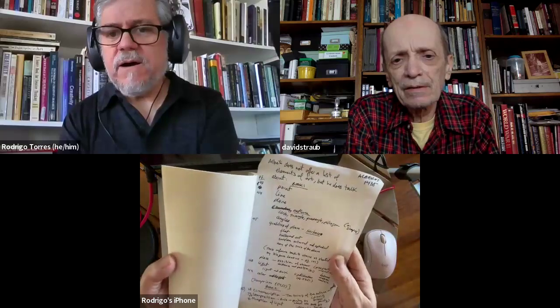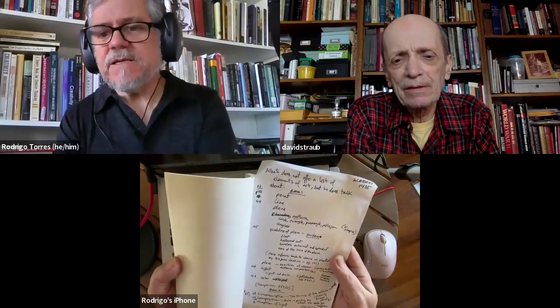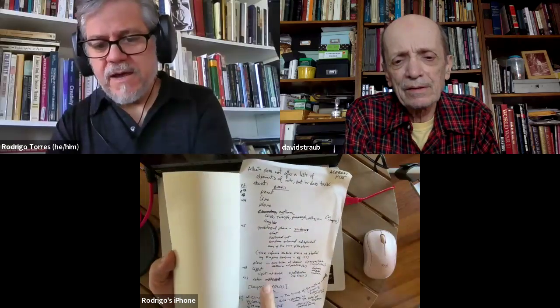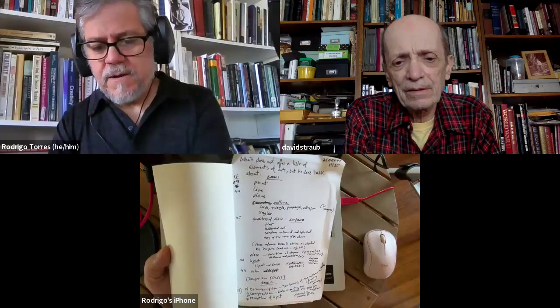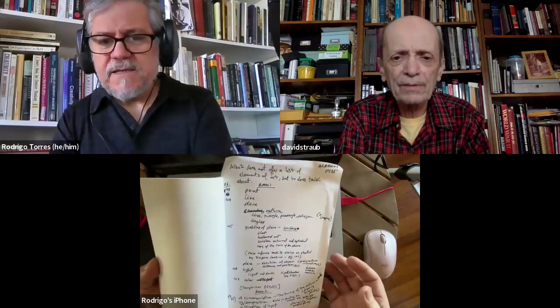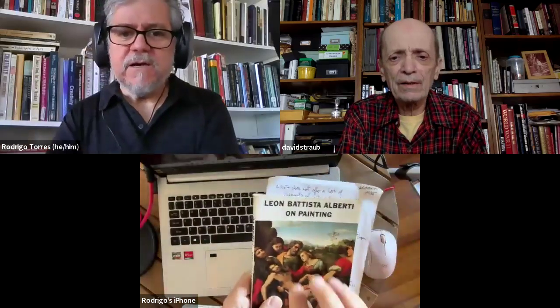So here in my notes, I have Alberti does not offer a list of elements of art, but he does talk about point, line, plane, but in different areas: qualities of plane, light, color. And then there's other things, circumscription, reception of light. So this idea that there's just the elements and principles of art does not show up here. And in this one, I don't think we have that in Vasari at all.